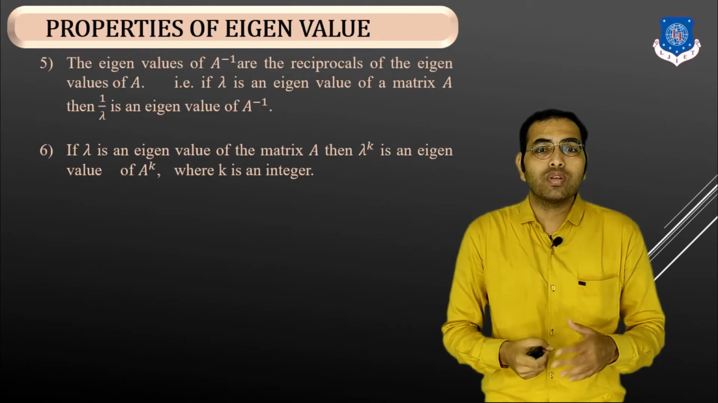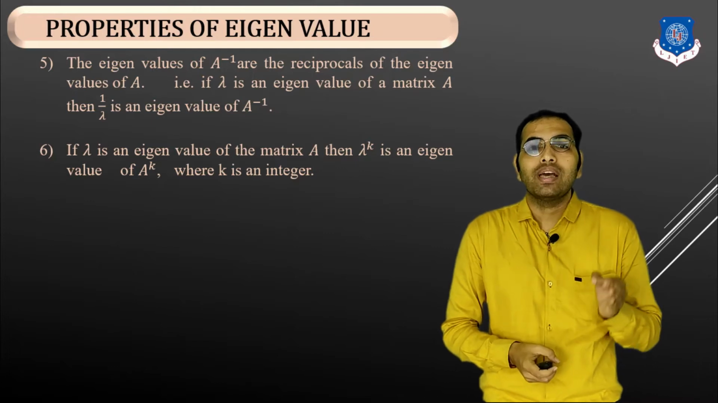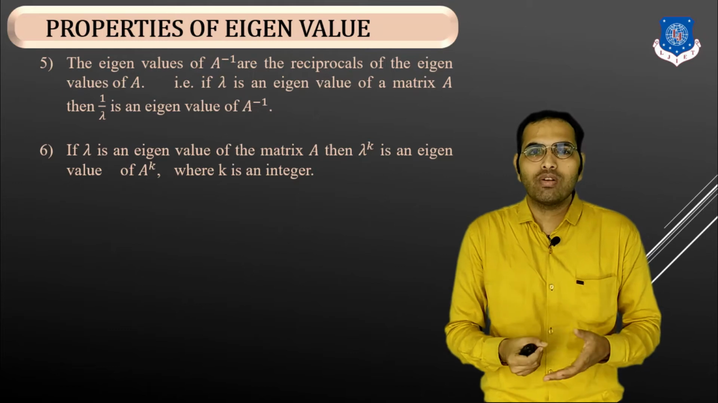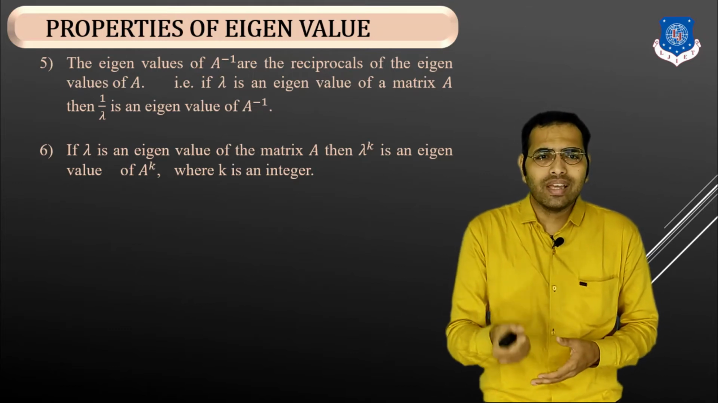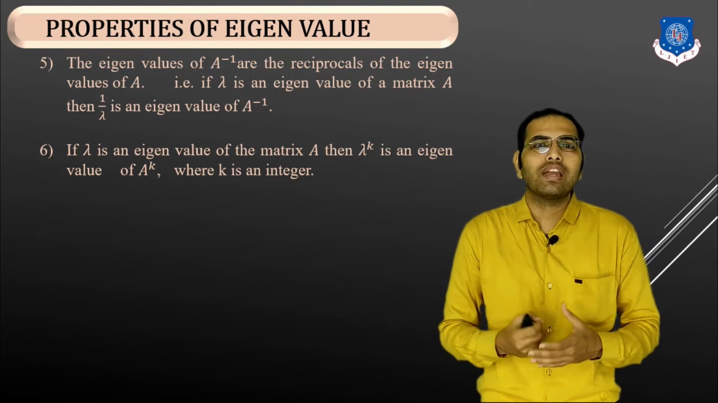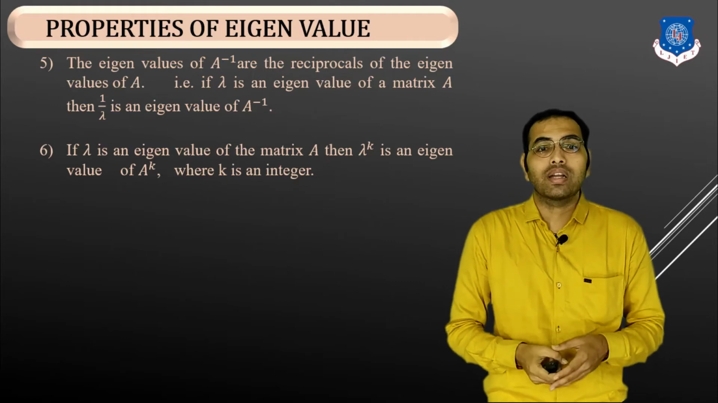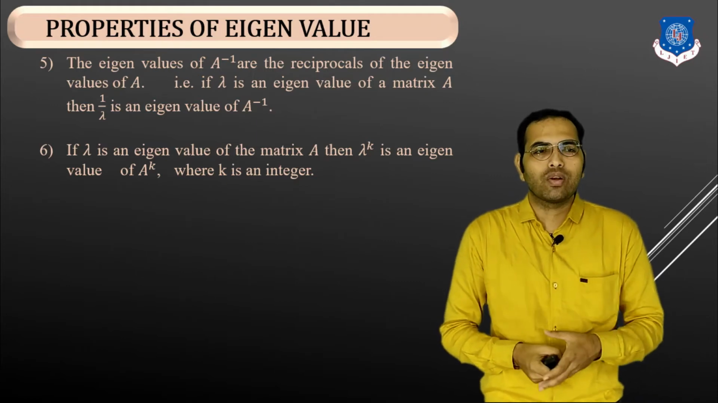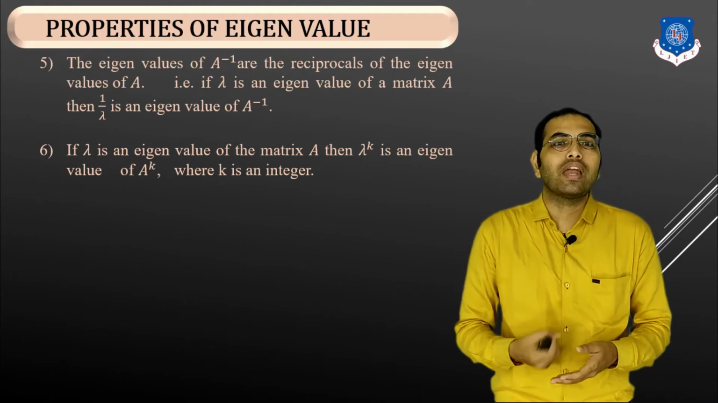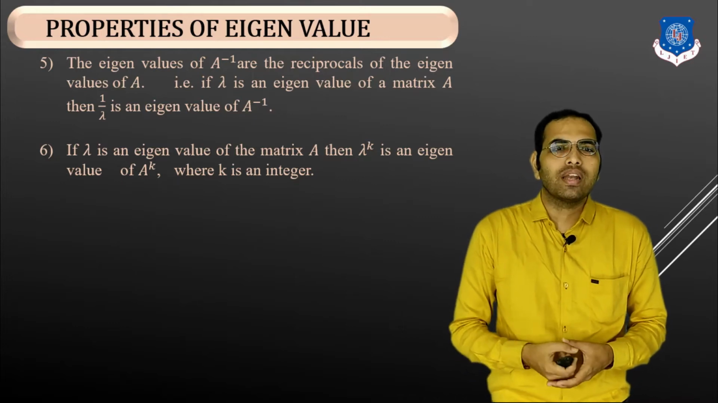Suppose we have a negative power, then we must remember that the eigenvalue should not be 0. Suppose we want the eigenvalues of A raised to -2, -3, -4, whatever, then we can find lambda raised to -2, lambda raised to -3, etc. But the eigenvalue should not be 0. Suppose it is 0, then 1 upon 0 is infinite, which means we cannot get the eigenvalue. It is undefined. Let's see.